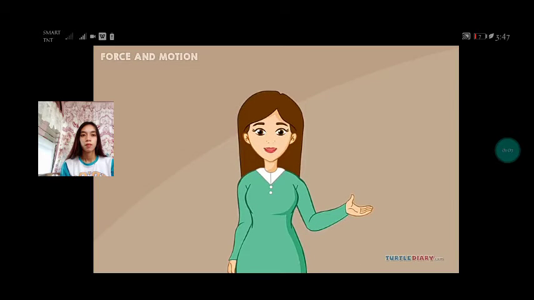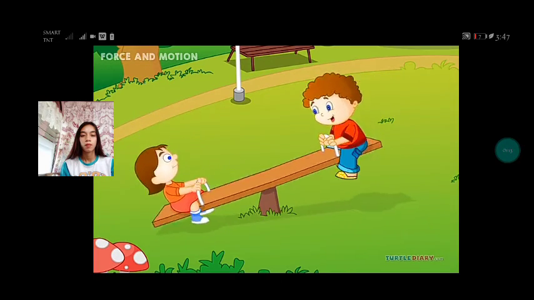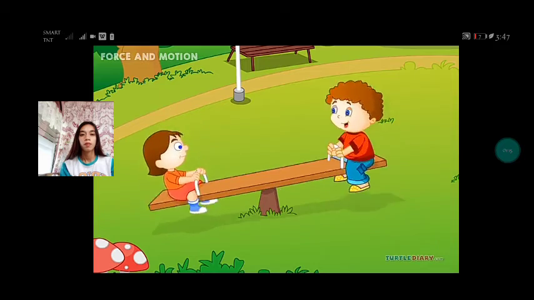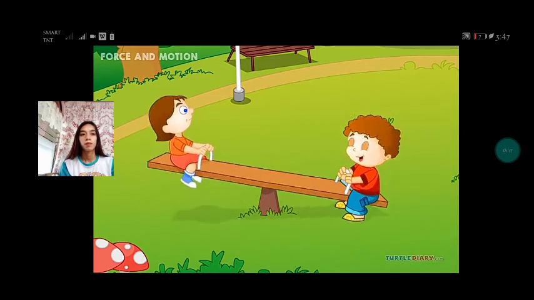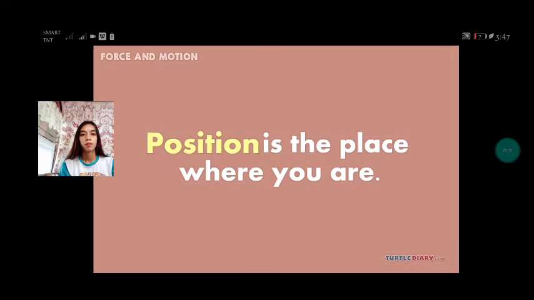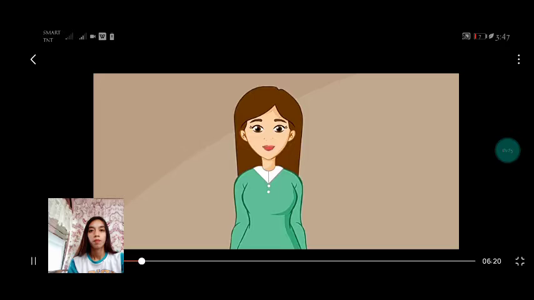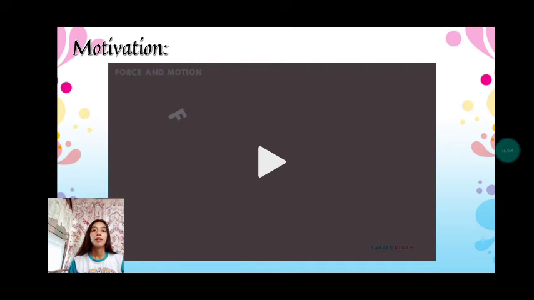When the seesaw is still and you and a friend sit on it, it begins to have motion. One seat goes up while the other goes down. They change their positions. Position is the place where you are. If you So, that's it for the motion.